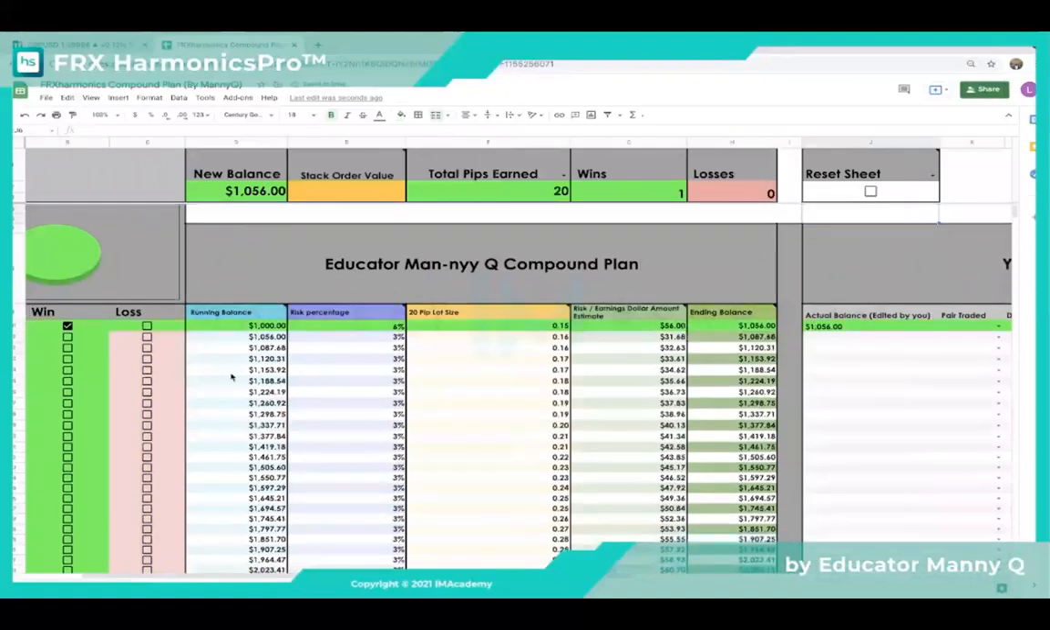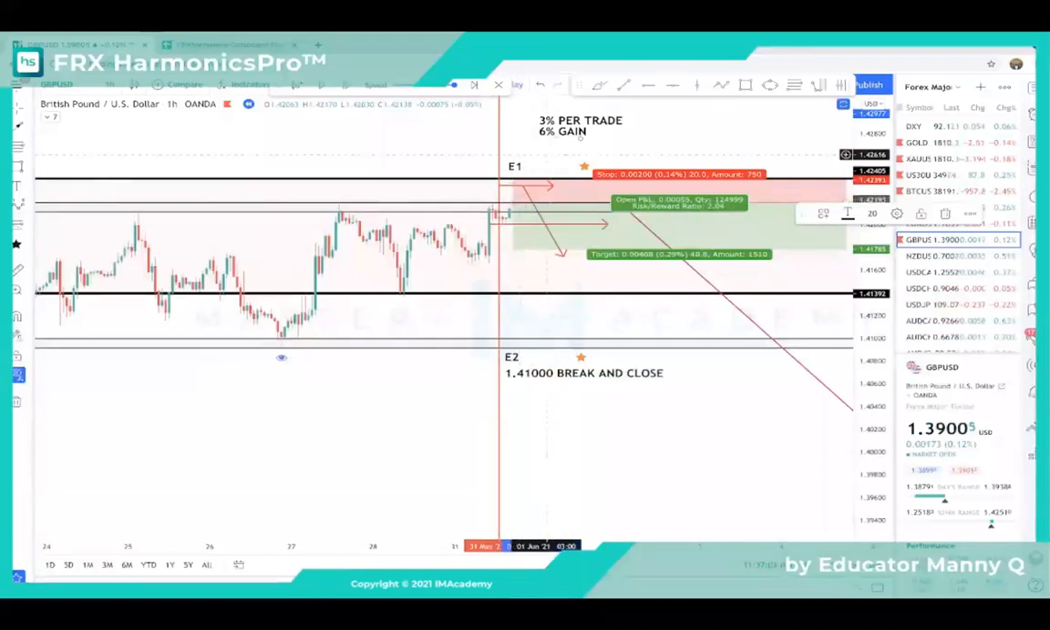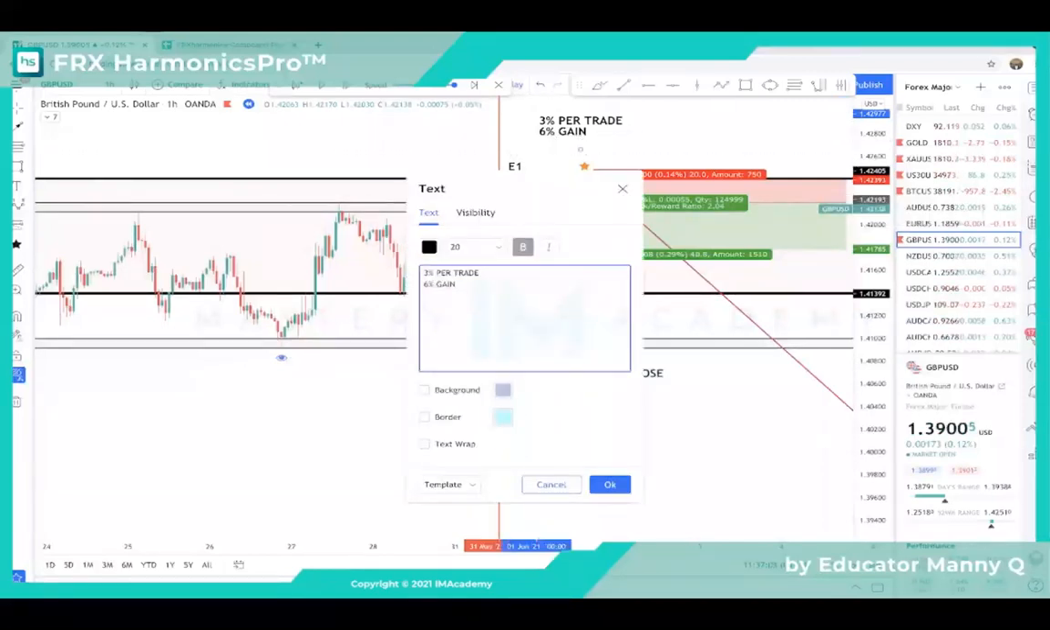So there we are. You're at $1,056 right over here. You're risking 3% per trade. You have a 20 pip stop loss over here, right? So that means that you're going to be risking $31.68, and your lot size is going to be a 0.16. Okay, your lot size is going to be a 0.16. So that means that right here, your lot size is going to be a 0.16.